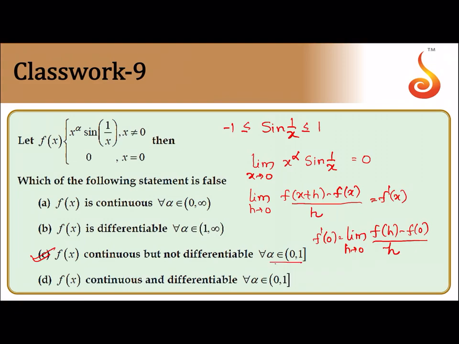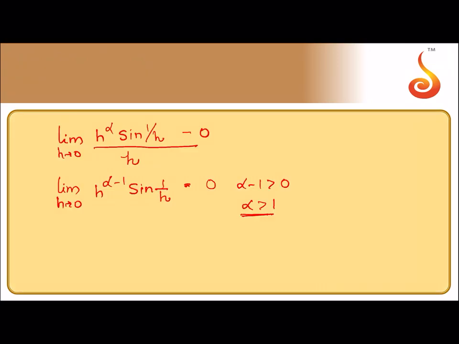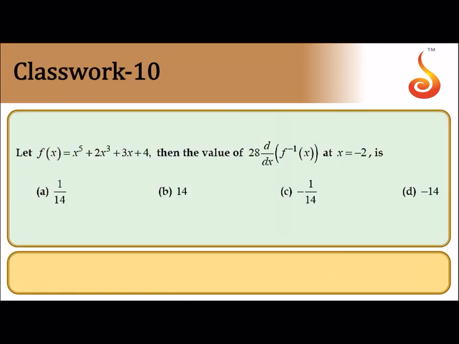f(x) is continuous but not differentiable when alpha lies in 0, 1. So it is differentiable when alpha is greater than 1. So option C is correct. I will go back to option C. This option C is correct. f(x) is continuous but not differentiable when alpha belongs to 0, 1. The function is differentiable when alpha is greater than 1. That only we derived using the basic differentiation.